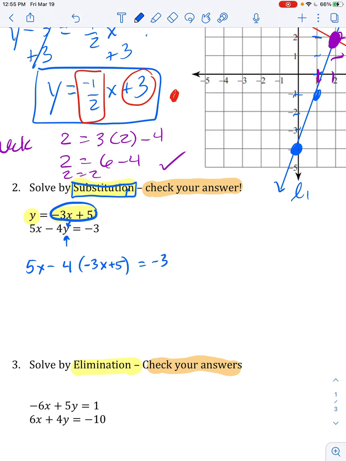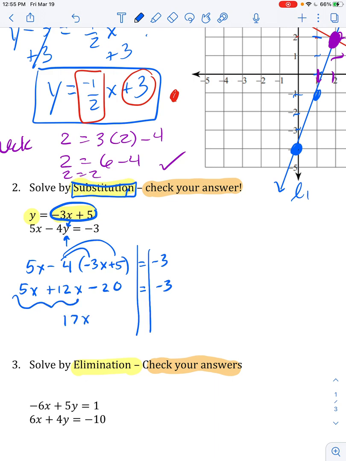Now I have one equation with one variable that I can go ahead and solve like we did back at the beginning of the year. So my -4 distributes, the negatives cancel here, but not here. These are on the same side, so I put these together.